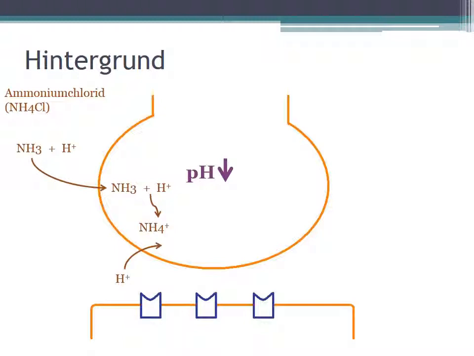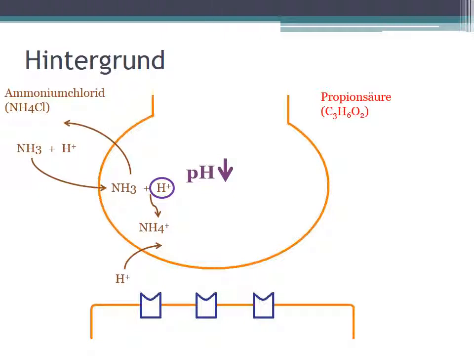But once we wash out the ammonium chloride, the NH3 diffuses out of the cell and leaves the proton. So here we have an acidification of the cell on the inside. So this is one of the methods, which is pretty neat. And then we have easier ways to do it also.